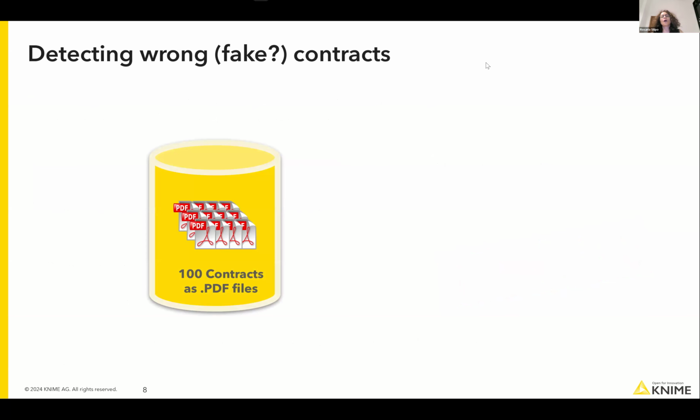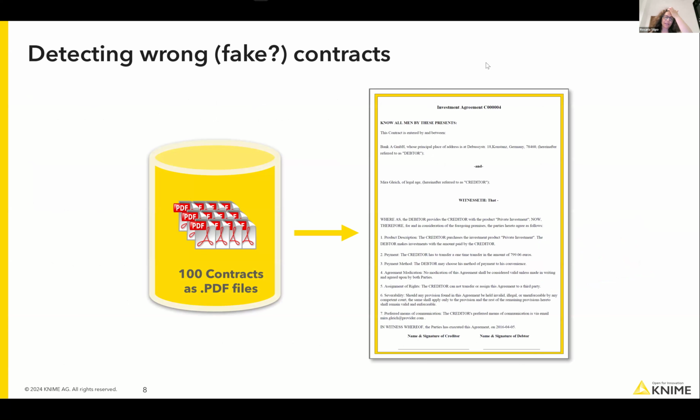So what I want to do today, I want to detect wrong, maybe fake contracts. So I start with a data set of PDF files of contracts. The contracts are all made according to a template with some legal language in there. The only thing that changes for each contract is the serial number, the date, and the amount of money. And then, of course, the name of the people involved in signing the contract.